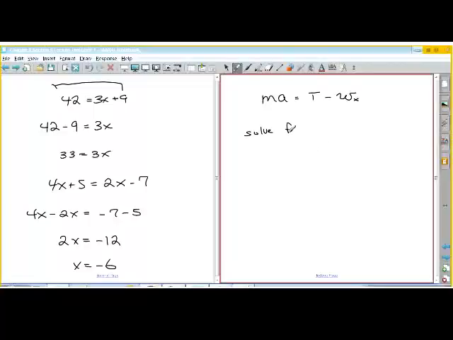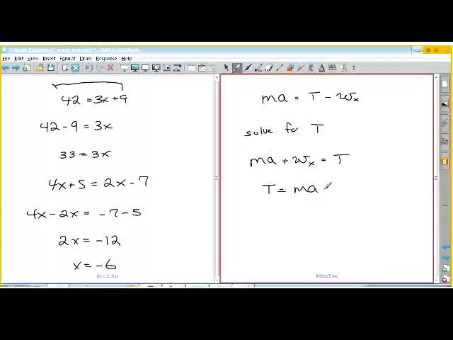So let's say I wanted to solve for T, which turns out it's a tension in a rope. To solve for T, I'd say, well, solve means I need this by itself. So I could say, well, I'm going to add W sub x to both sides, but the easier way to do it is say, if I want to move this to the other side to isolate T, I would just change the sign. So negative W sub x becomes positive W sub x. And then I have my solution.